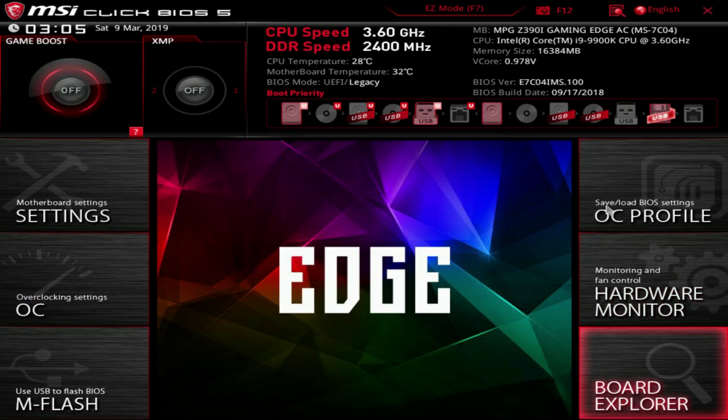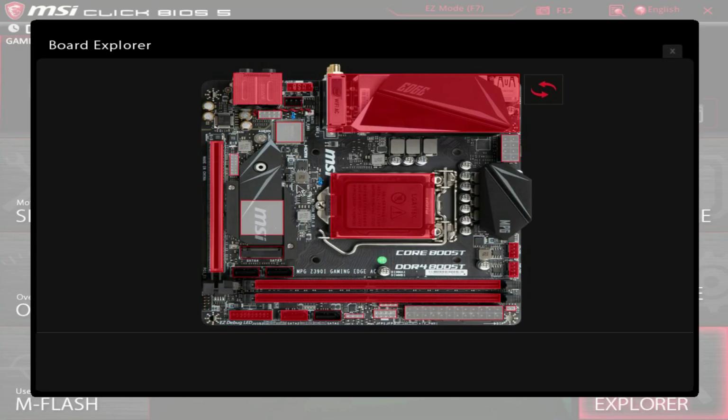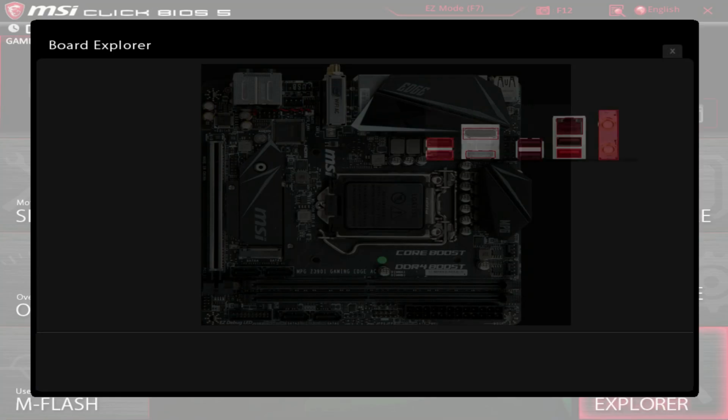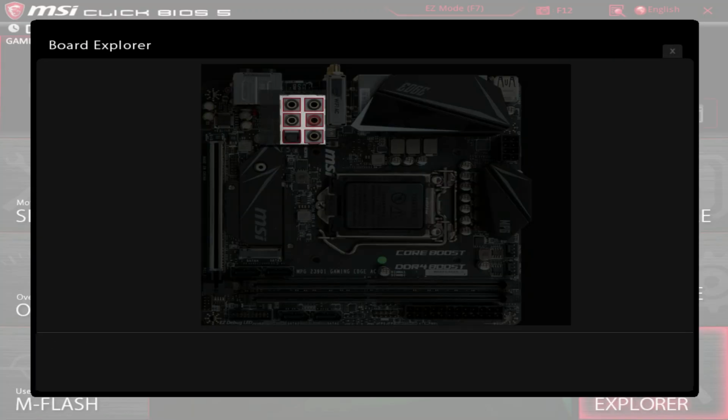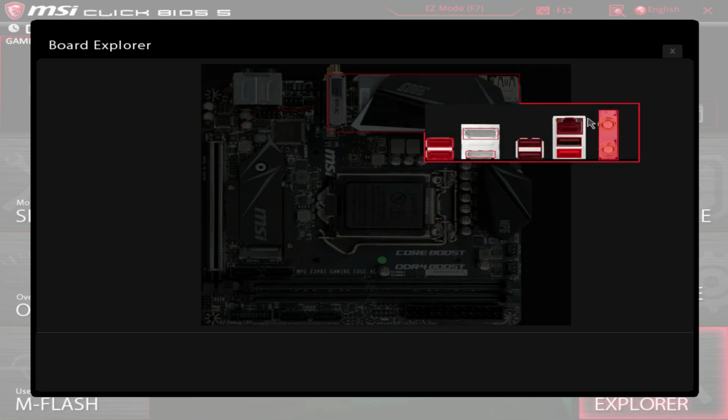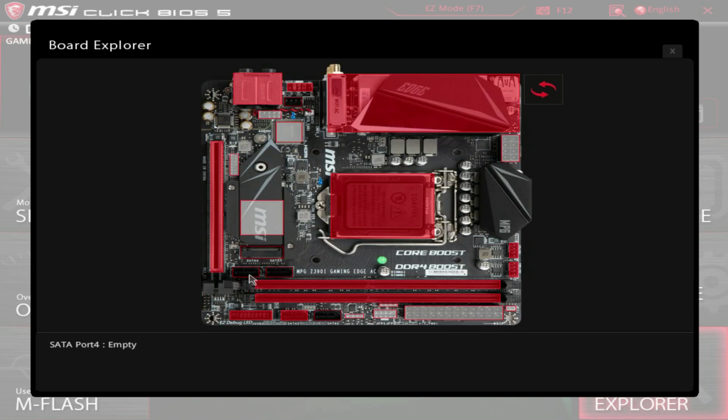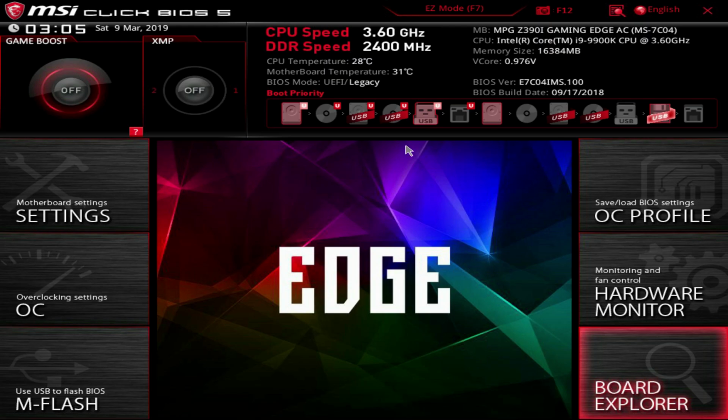Next, let's take a look at the Board Explorer, which is this horrible mouse-controlled mess. So we shall quickly leave that. Well, it's somewhat useful, right? You can look at things and it'll tell you stuff about various things around the board, like what's plugged into what. But it's not ideal because it's mouse controlled.